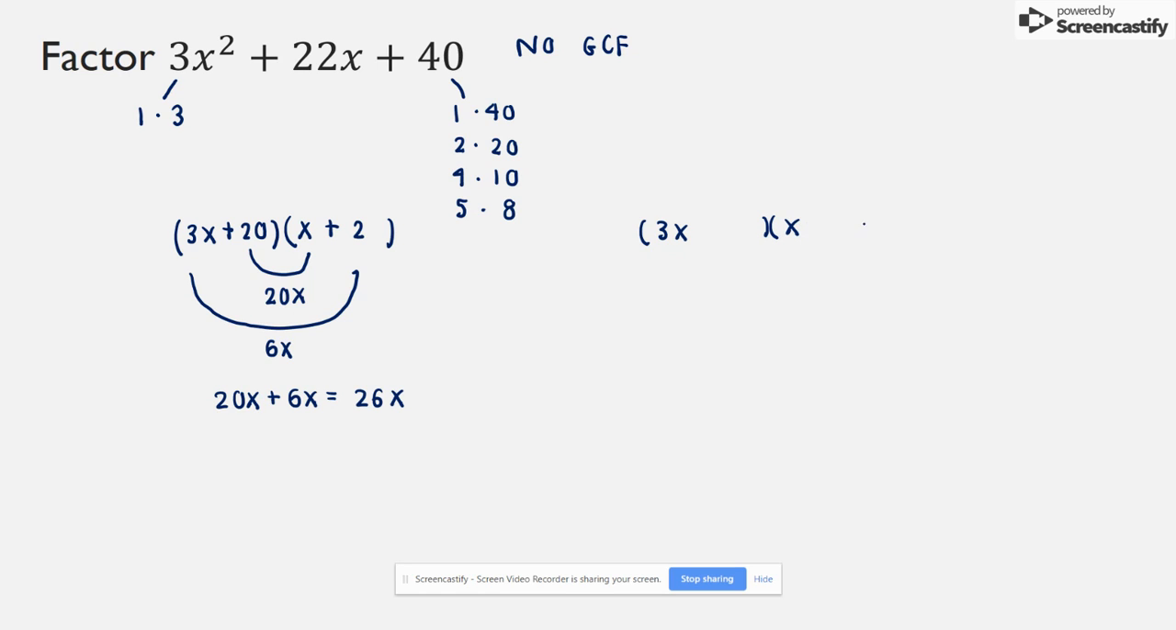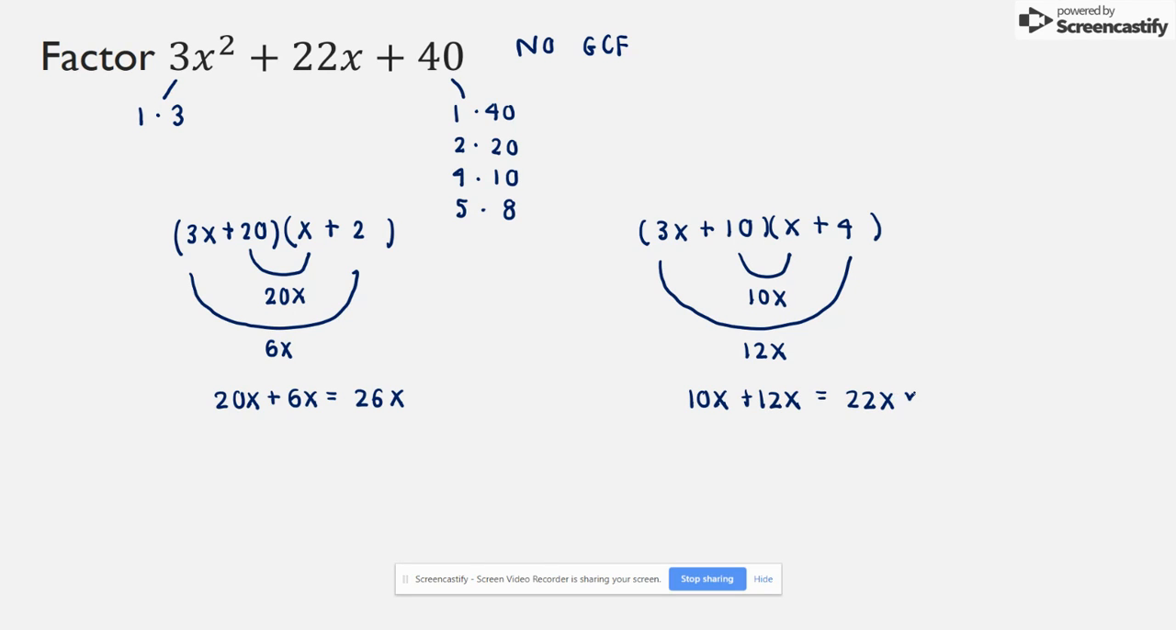The starting point is always going to stay because there was only one way to multiply to 3. Maybe let's try something other than 2 and 20. Let's try 4 and 10. I'm going to put the 10 first, and I'm going to put the 4 second. And now I'm going to start checking my guess. So I'm going to multiply the outer terms together. 3x times 4 is going to give me 12x. Then I multiply the inside terms. 10 times x gives me 10x. I'm going to go ahead and add those like terms. And notice this time I get 22x.